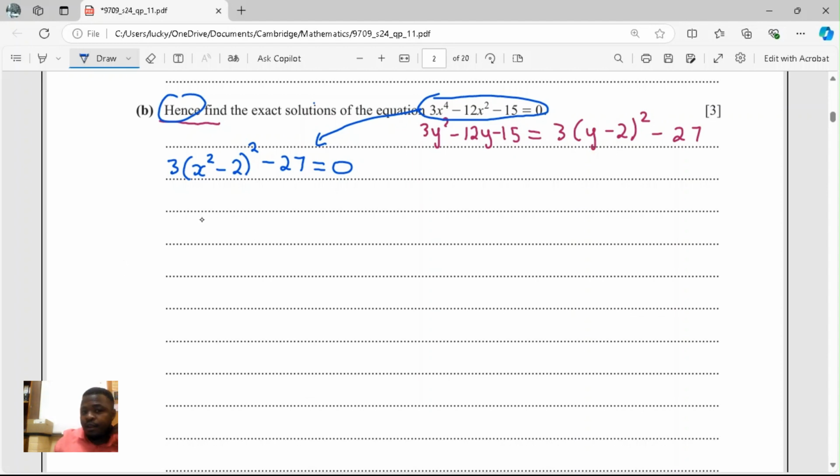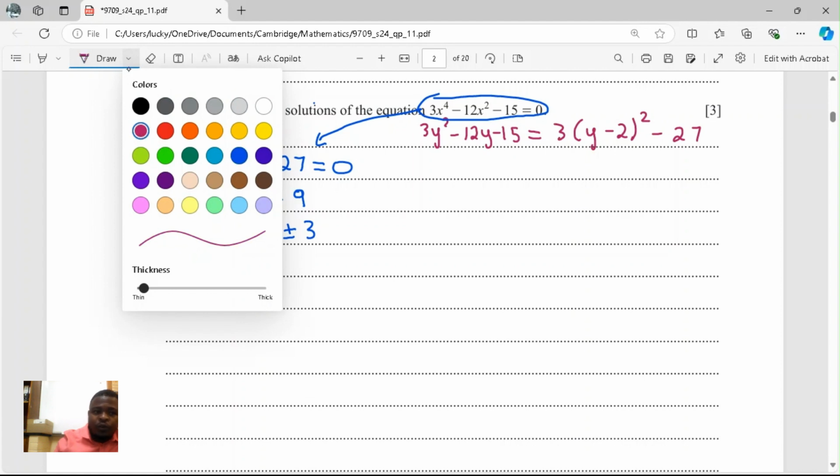Right. And then the next thing that you need to do is to just solve for x. So you have x squared minus 2, close bracket, squared. Take the 27 to the other side, it becomes positive. You divide it by 3, it becomes a 9. Right. So we're happy with this. If we introduce a square root on both sides here, you'll get x squared minus 2 is actually plus or minus 3. Do not forget the plus or minus 3 when you introduce a square root on both sides.